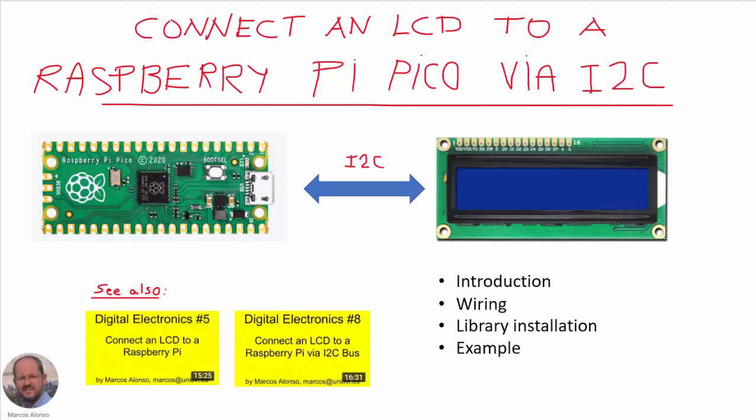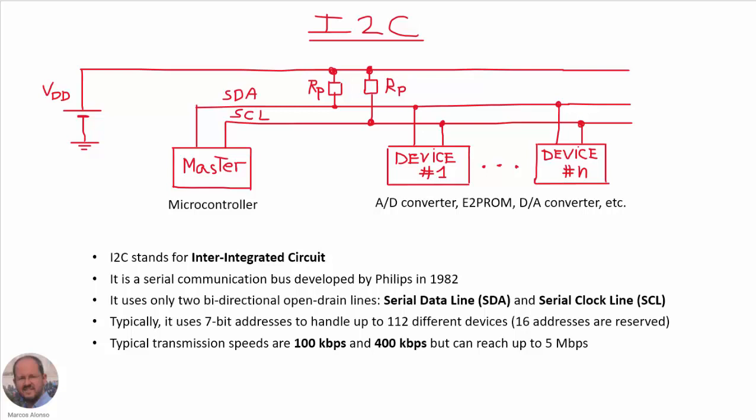There are other two videos in this series, Digital Electronics number 5, in which we have seen how to connect an LCD to a Raspberry Pi, and you can get more information about LCD displays. And then in the video Digital Electronics number 8, we saw how to connect an LCD to a Raspberry Pi via an I2C bus. So if you want more information about this topic, please take a look at these two previous videos.